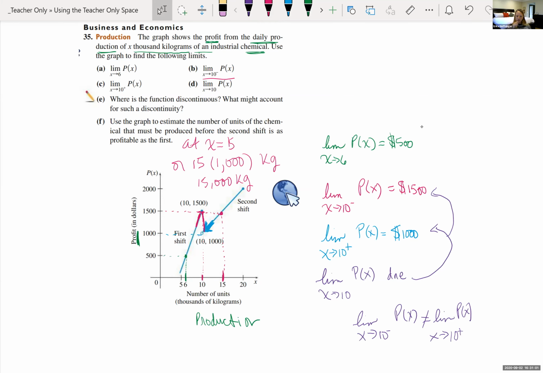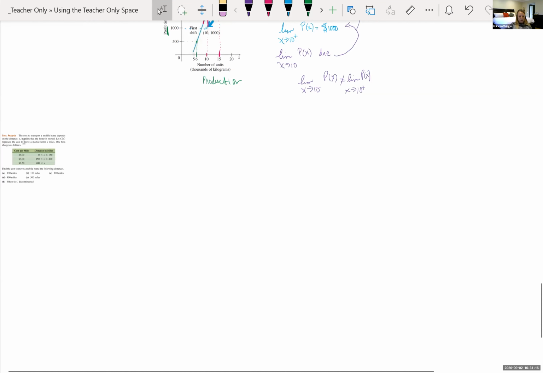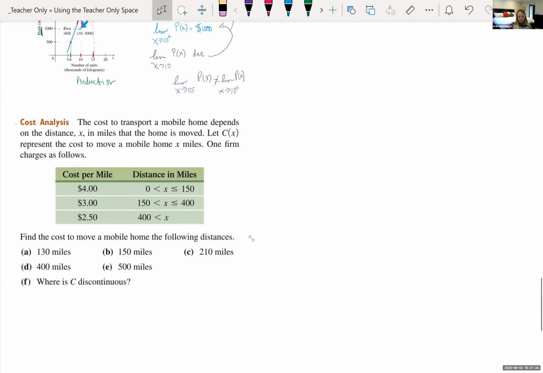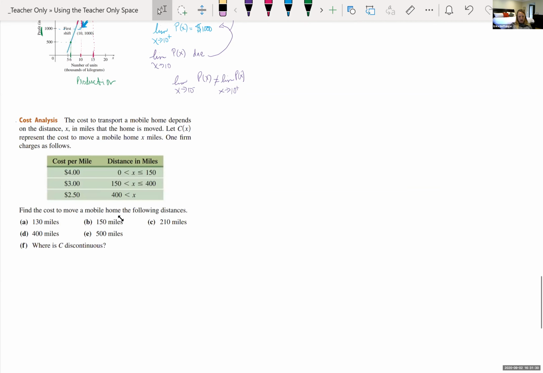Okay, so one more, let's look at one more application problem. Pull it up. Hopefully I can find it. There it is. Actually, let me do this because I want my pen to be bigger.